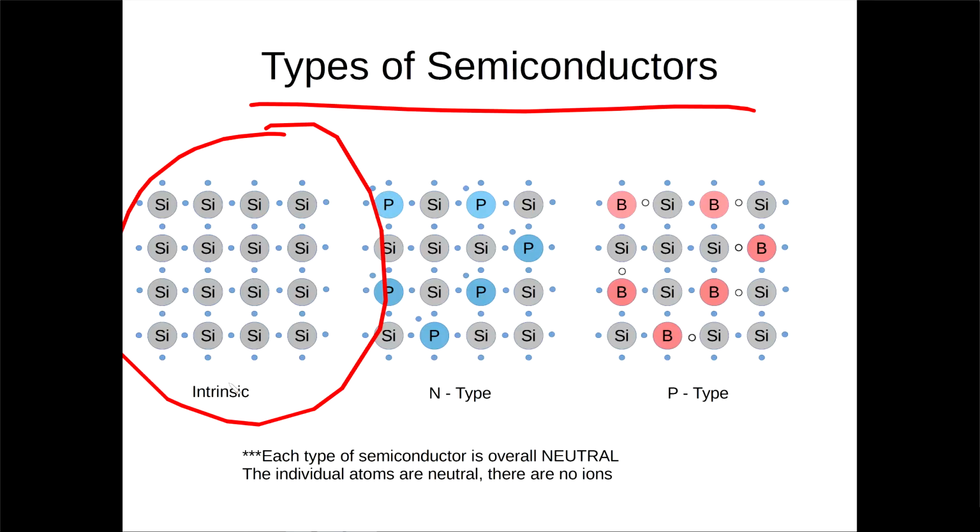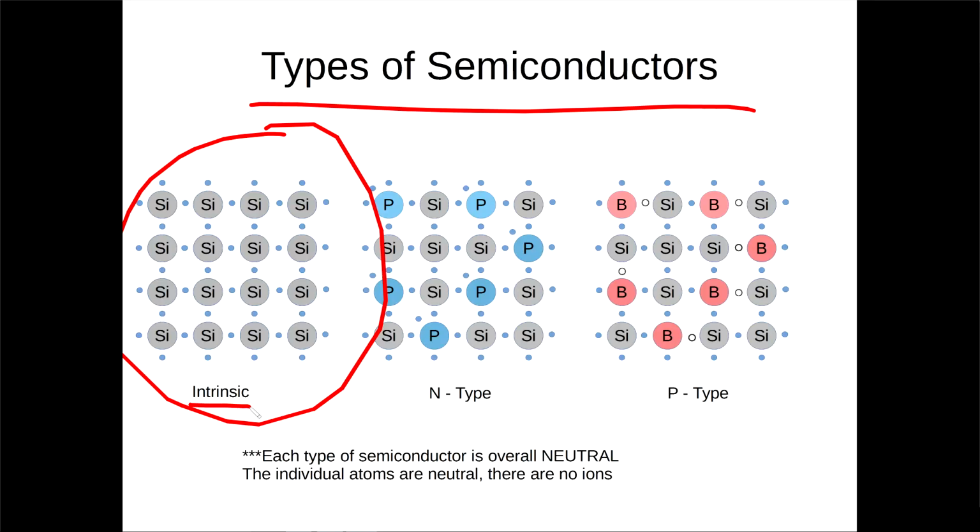So first we see this type called intrinsic, and all that means is this is just a pure silicon or a pure crystal of silicon, or any other semiconductor. So it's just the pure semiconductor itself. And like I said, these semiconductors don't really conduct electricity really well.